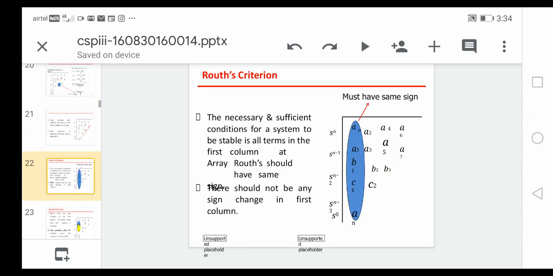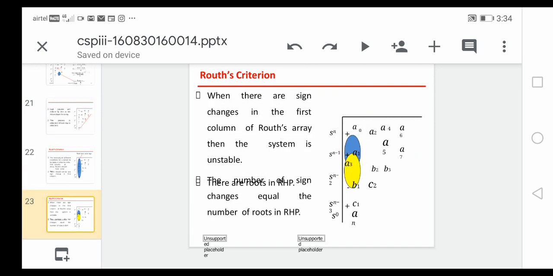Now, what is the Routh criterion? After writing the whole Routh array, the necessary and sufficient conditions you need to identify. Here, once the Routh array is done, you need to find the first column elements: a0, a1, b1, c1 and so on up to an. Is there any sign change in this first column? If there is no sign change in the first column, the system is stable, which means there are no poles on the right half of the S plane.